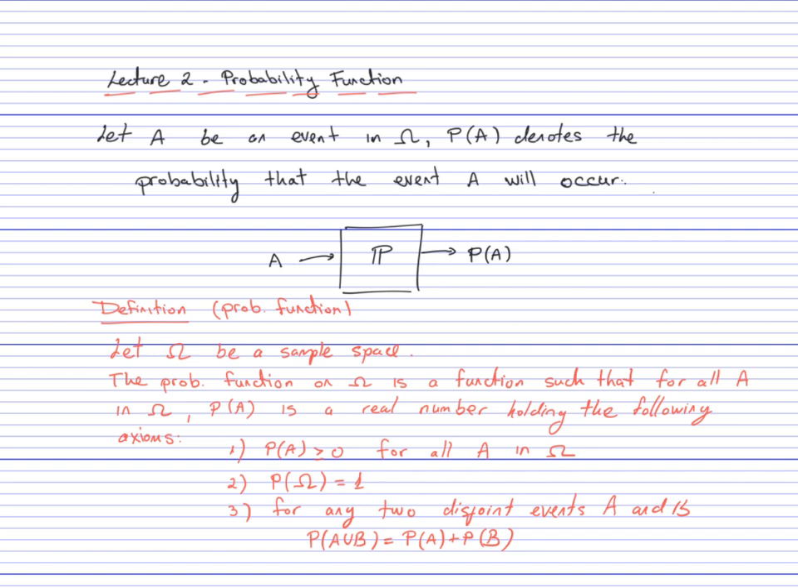Now I'm going to use those axioms in order to prove some basic theorems in probability. Let's start by proving the first property, saying that the probability of the complement of A is exactly 1 minus the probability of A. Let's try to understand intuitively why it's true, and then we'll prove it.